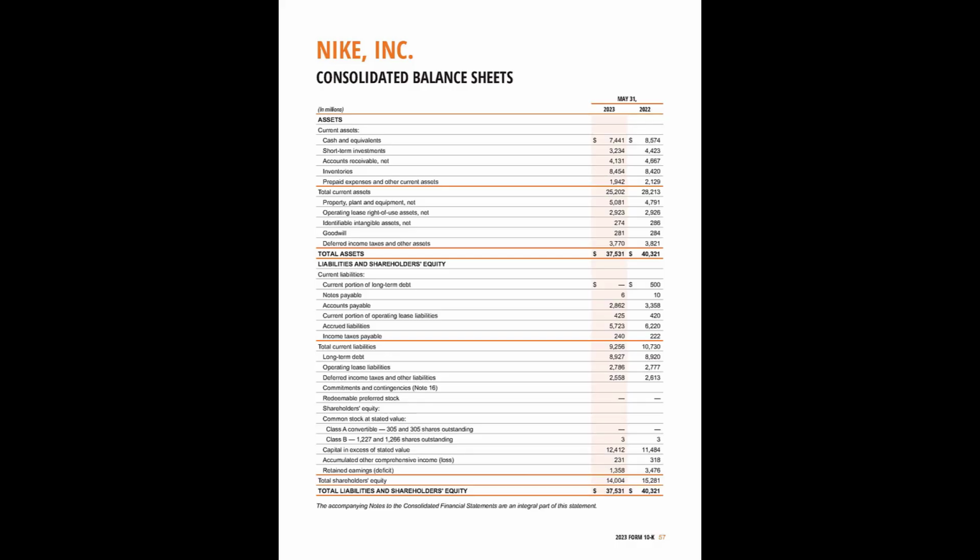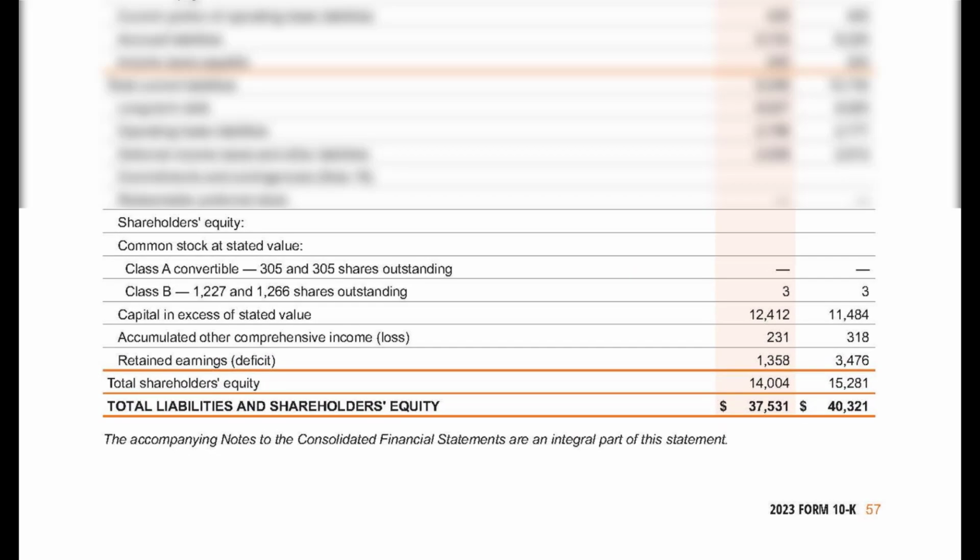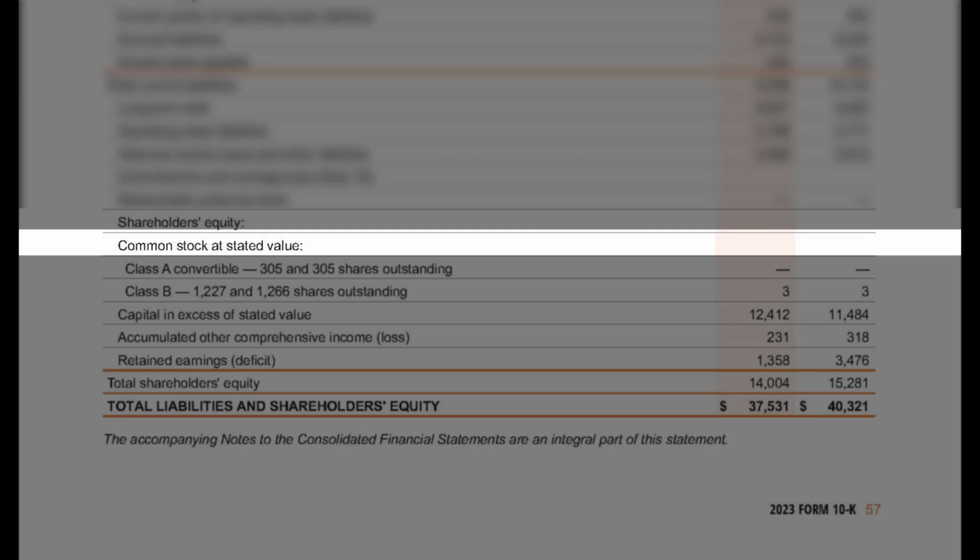Let's take a look at Nike's balance sheet. Here we have Nike's balance sheet from 31 of May 2023. Here we have the shareholders' equity. The first item is common stock at stated value. This is essentially common stock at par value.